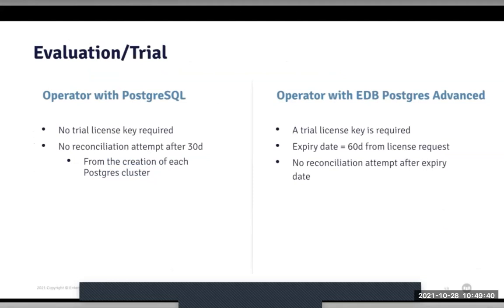So our software can be evaluated by anyone. The operator will deploy PostgreSQL and has an implicit 30-day trial. Nothing happens to your databases at that point. The operator just stops reconciling the cluster. With EDB Postgres Advanced, license keys are required to start. All you need to do is request a trial from the EDB website, and this lasts 60 days from the day that the license is issued.